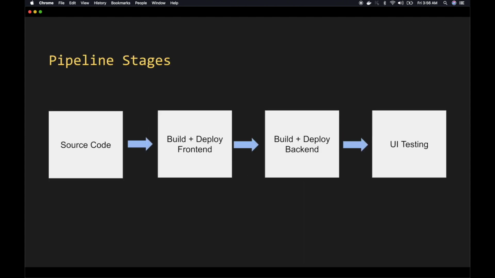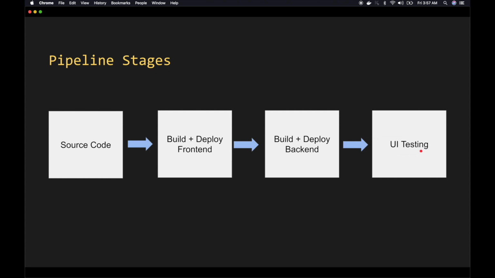Now these are our pipeline stages. First we will have our source code, and then in the next stage we will get that source code and start building our front end. In the third stage, we will build and deploy our backend. And finally, we'll run our UI testing and make sure everything works fine.